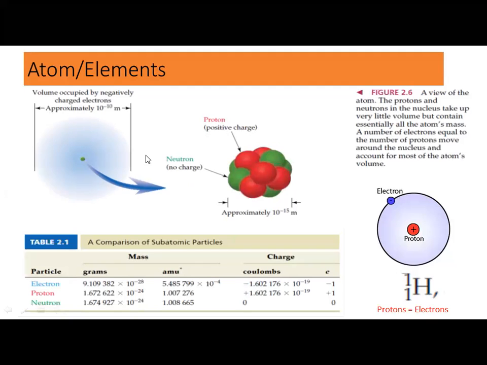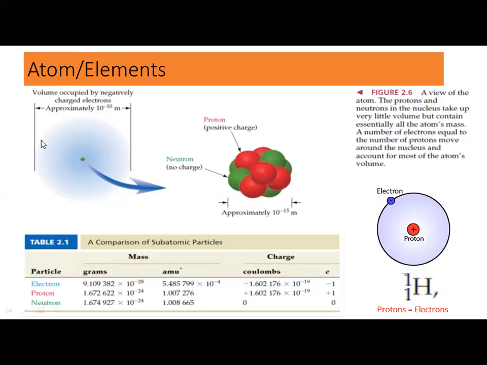So first have a look at the differentiation. What are the subatomic particles present in the nucleus? Here these are called the protons and the neutrons. So what do you have in the nucleus? Protons and neutrons. So what is actually the difference in size? Here I have shown it approximately.